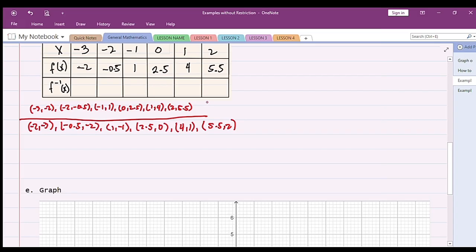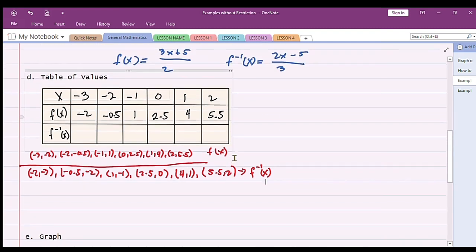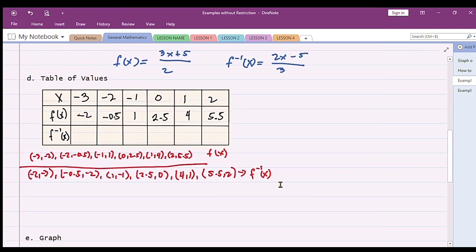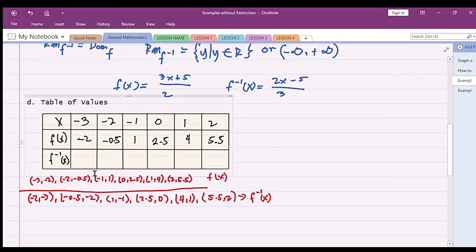So, ito yung f of x. Ito naman yung inverse value natin. So, take note of this one. To fill this value, f raised to negative 1 of x, we need to substitute the value of x in this given. So, let's try to solve para malaman natin yung values ng f raised to negative 1 of x.